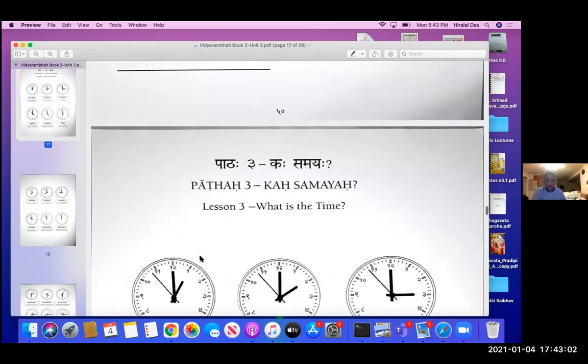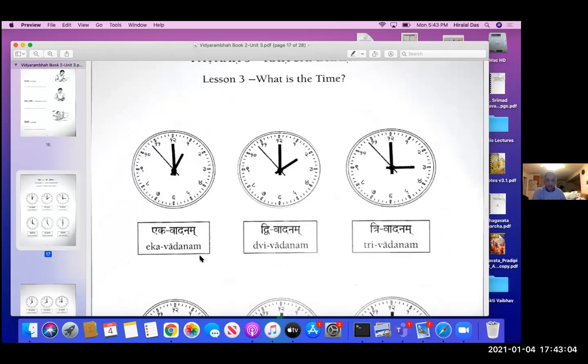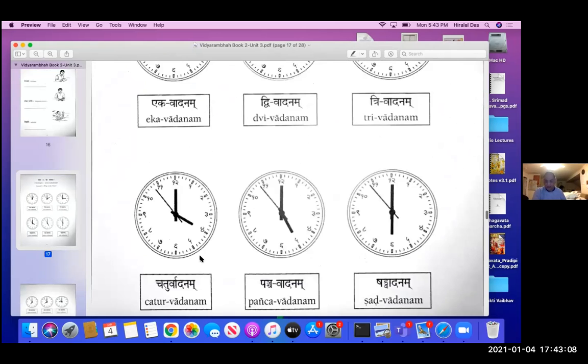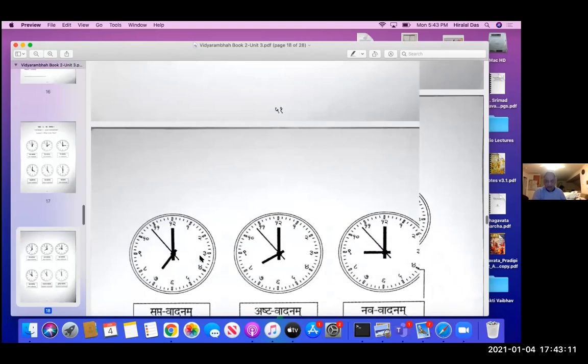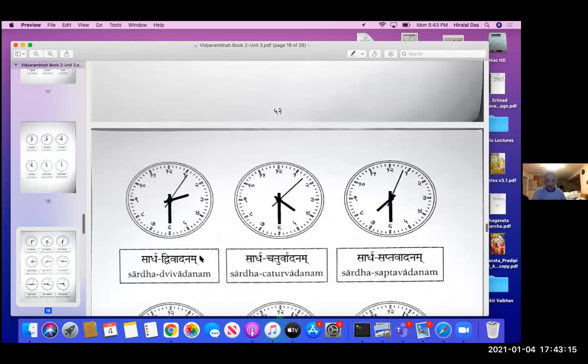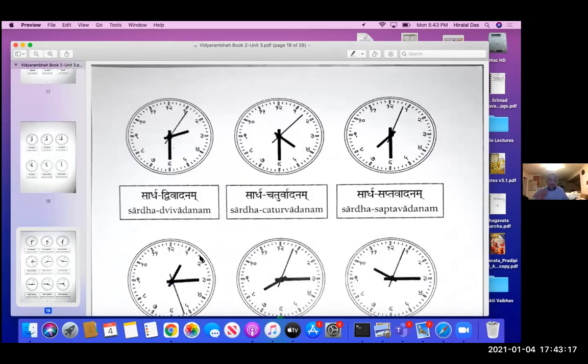Okay, kaha samaya. Start from here. This is very simple. Ek vadanam diva. If you know 1 to 10, this is very simple. Okay, the problem starts from this point on. So here is Sardha. One has to remember that when the long hand is at 6, it's 30 minutes past whatever the hour is.